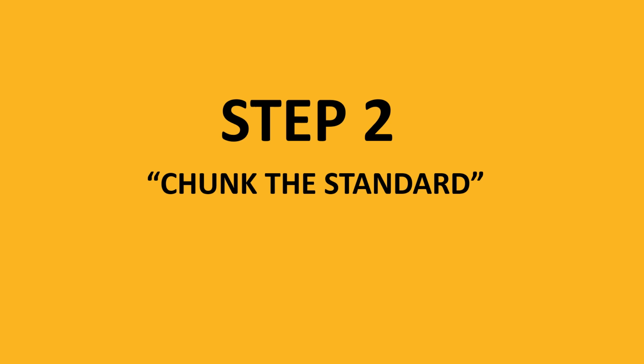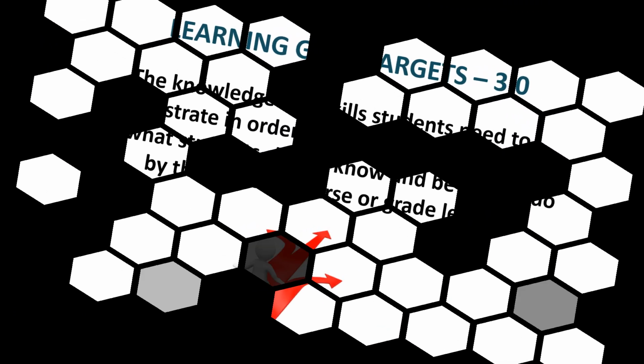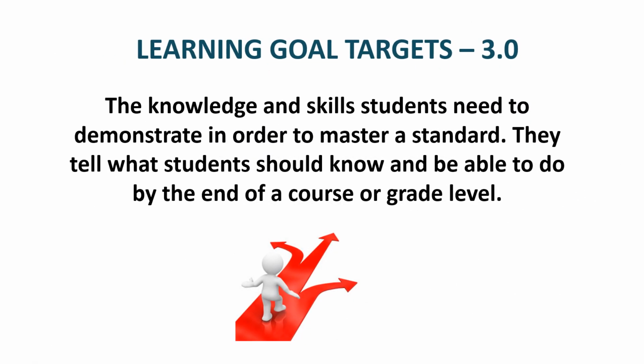Step 2, chunk the standard. Going back to the learning goal target or your 3.0, remember that your 3.0 is your actual standard. Your standards should be written in standard language. This is what we discussed previously. And remember, this is where your students should be.